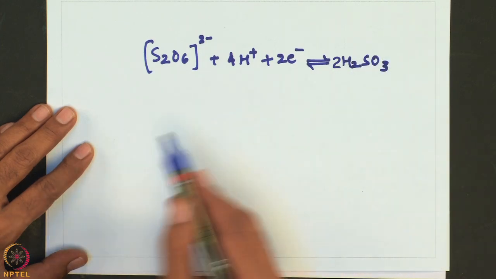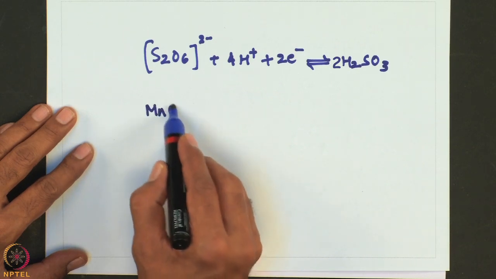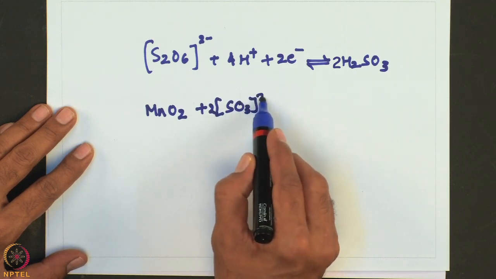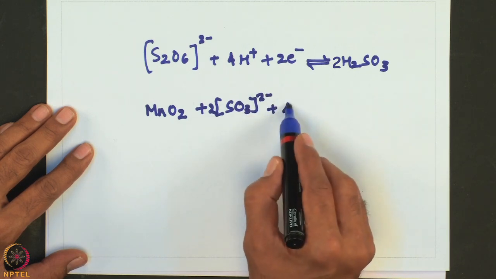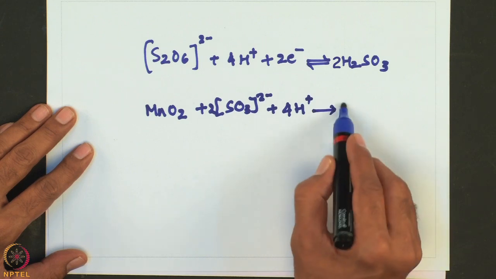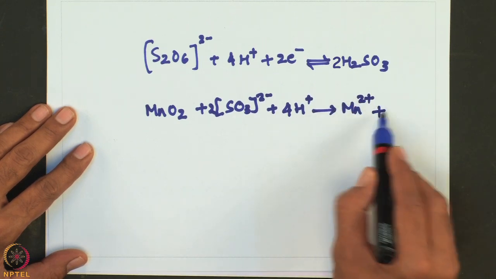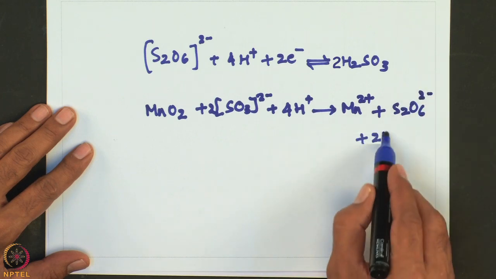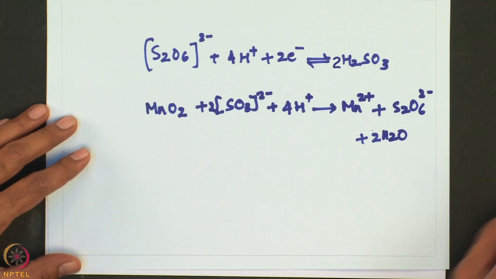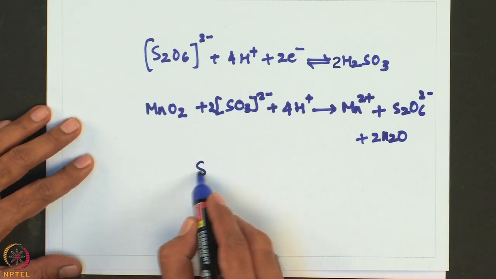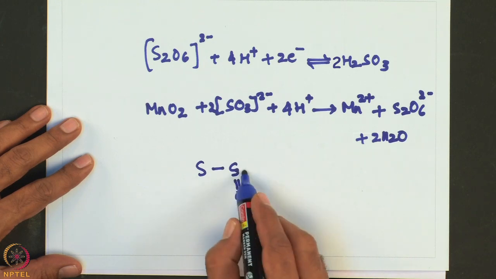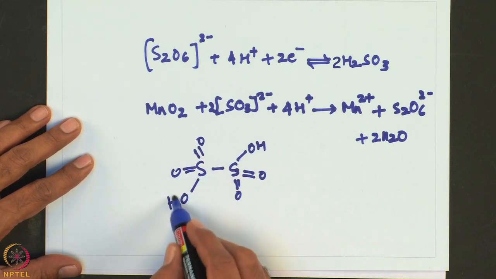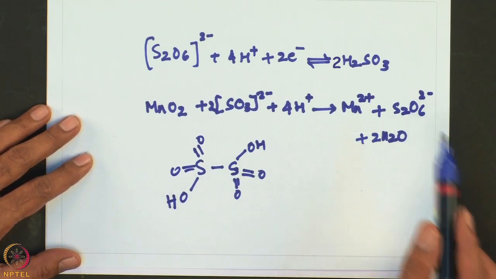H2SO3, and MnO2 on treatment with SO3 2 minus under acidic condition gives S2O6 2 minus, dithionate anion, and the structure of this dithionic acid looks like this. Okay. And when you remove this, it becomes S2O6 2 minus.